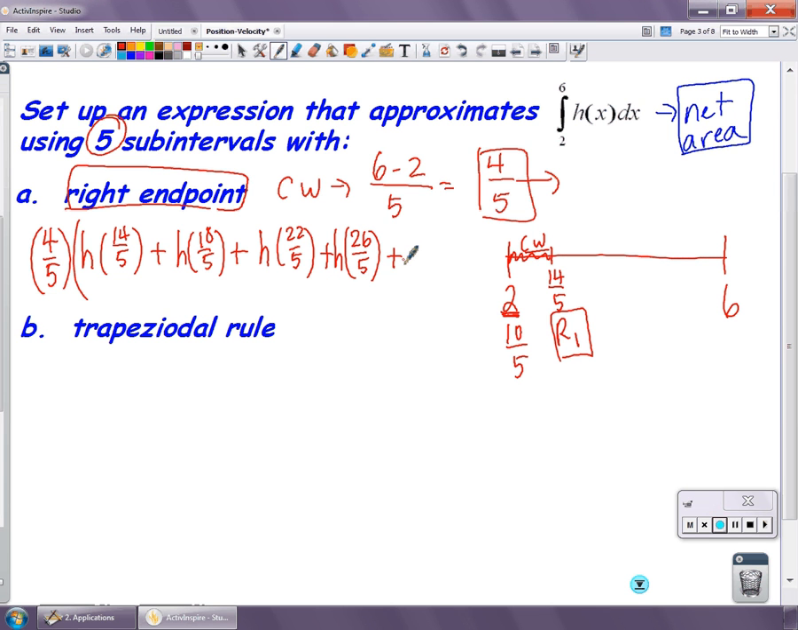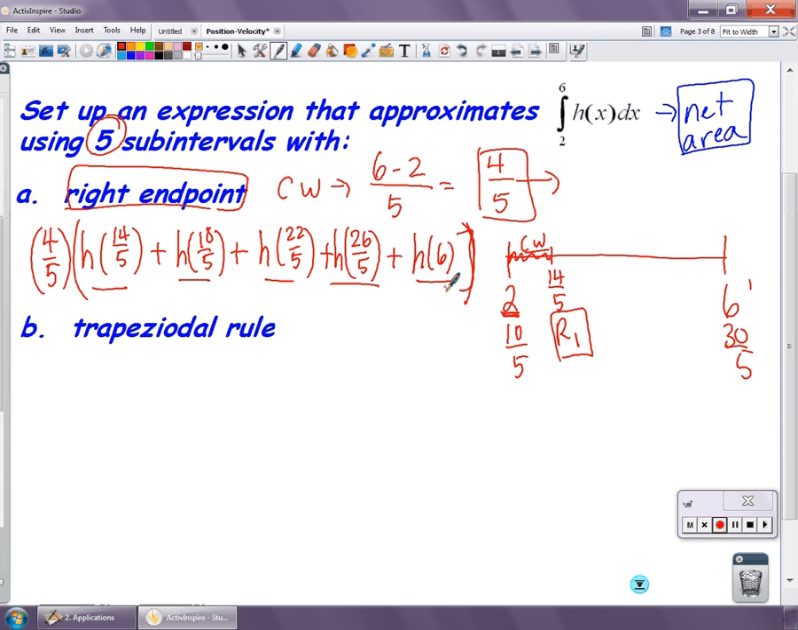And then notice what happens when I add another 4/5 to 26/5. That gives me 30/5, and 30/5 is 6, which is the last right endpoint. So I know that I have calculated correctly because it took me to the correct last right endpoint. So this is an expression. Notice it didn't say evaluate. I don't have any way of evaluating it. It says set up an expression that approximates that definite integral using 5 sub-intervals. 4/5 is the common width. This is height number 1, height number 2, height number 3, height number 4, height number 5. And if I had a function, I could calculate that.